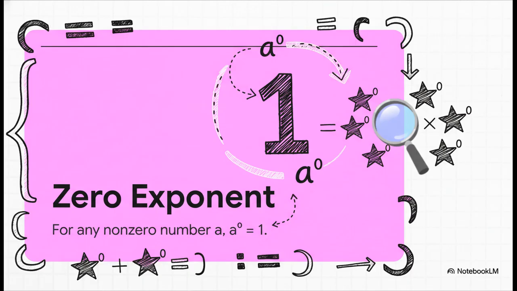Any number, and I mean any number, as long as it's not zero, raised to the power of zero is just 1. That's it. 5 to the power of 0, 1. 999 to the power of 0, it's 1. It's one of those fundamental rules that just cleans up a ton of equations.